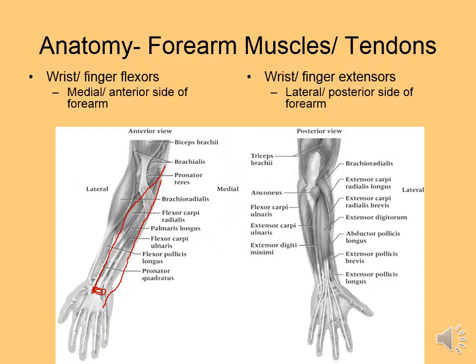So those wrist and finger flexors are going to come from the medial side of the forearm and from the medial epicondyle. On the lateral side of the forearm, we're going to have our wrist and finger extensors. Those are going to come from the lateral epicondyle down the lateral posterior side of the arm, down to the wrist, and down to the fingers as we go here. So all of those extensors, the wrist and finger extensors, are coming from the lateral epicondyle.